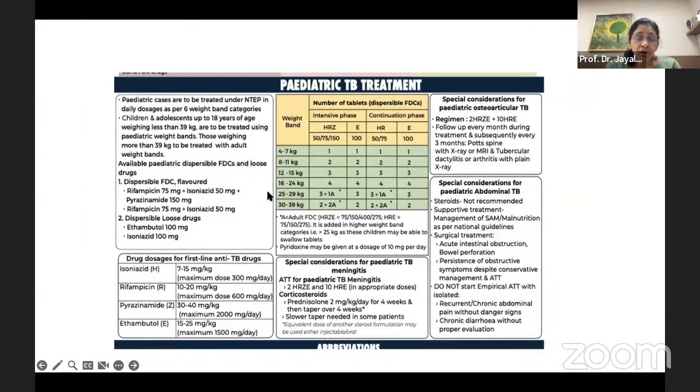Pediatric TB, the recommendations remain the same. Only the dose of isoniazid is increased in pediatric tuberculosis. It is 7 to 15 mg per kg, unlike 5 to 10 mg per kg in adults. Pyrazinamide 30 to 40, ethambutol 15 to 25. So the doses are increased. Again, for pediatric TB meningitis, we may have to give steroid. Usually prednisolone is given, and it is tapered over 4 weeks.